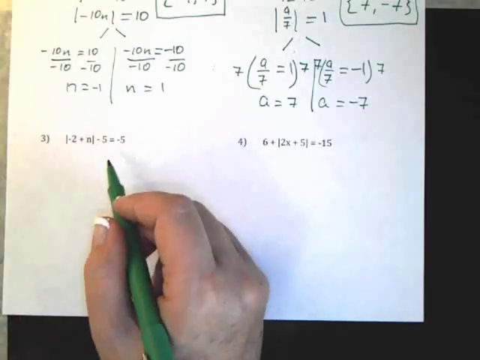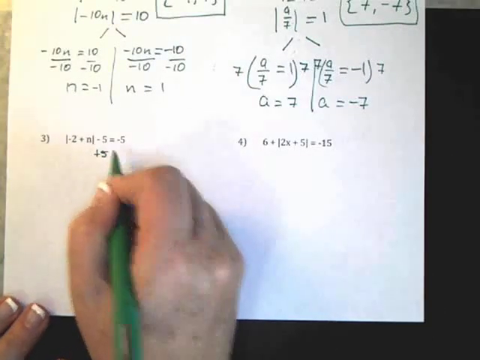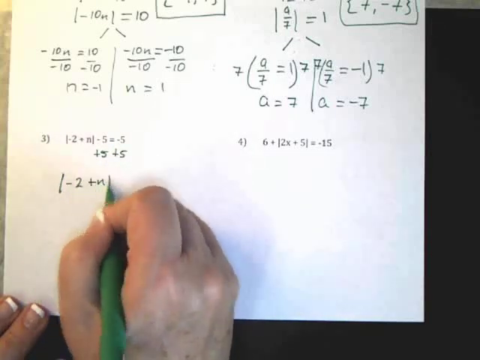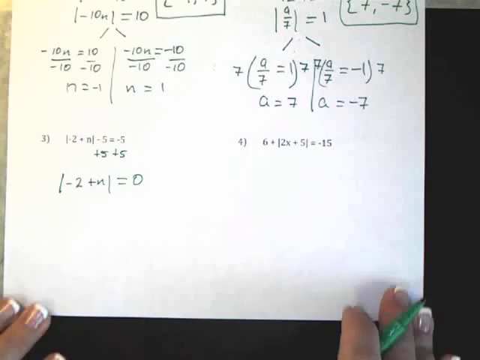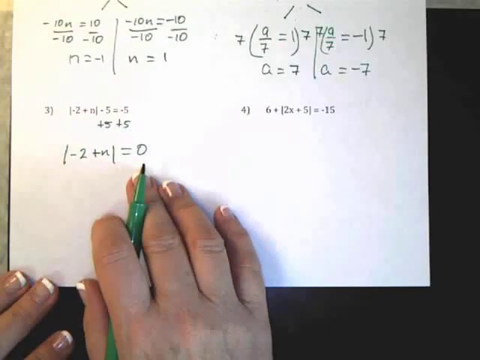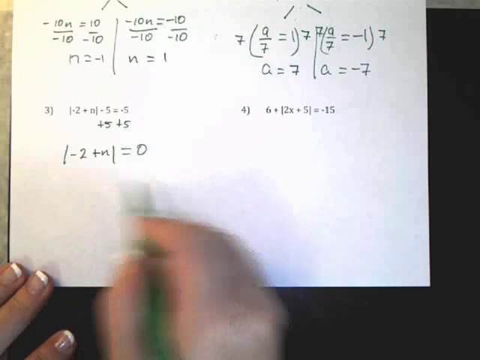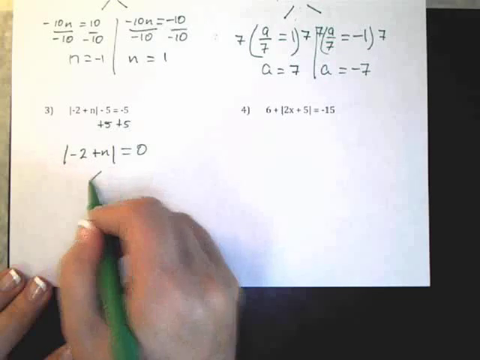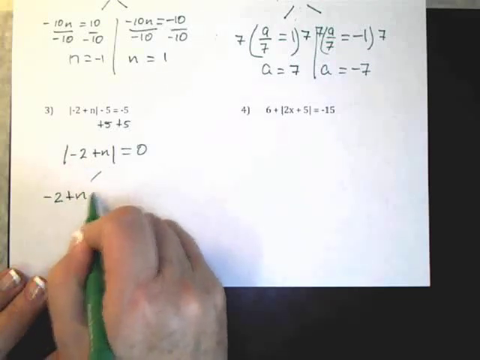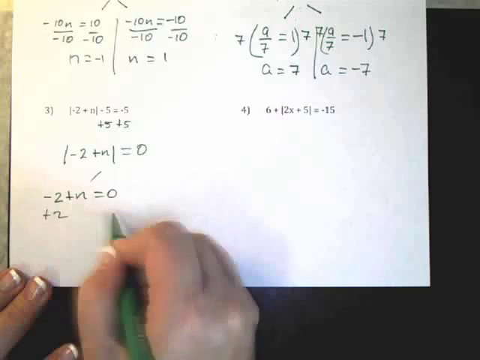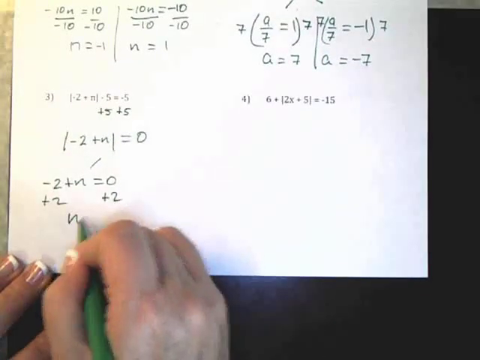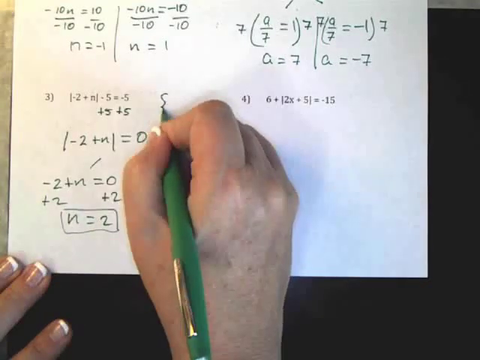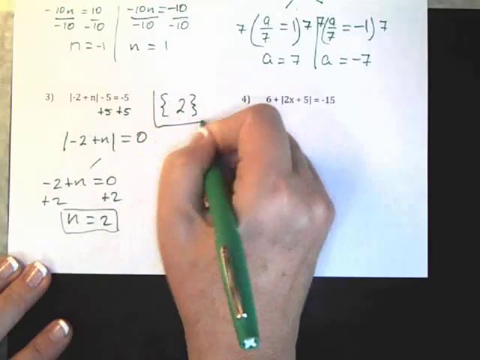Number 3, to get the absolute value by itself, we need to add 5 to both sides. So we have absolute value of negative 2 plus n is equal to 0. Now 0 is not a negative number, so we can keep going. The only thing is we can't separate it into two equations because we can't have a negative 0. That would be the same as just 0. So we will separate it into one equation. Negative 2 plus n is equal to 0. Adding 2 to both sides of the equation, n is equal to 2. We could just leave our answer as n is equal to 2, or we could just put that one solution inside of the set braces.